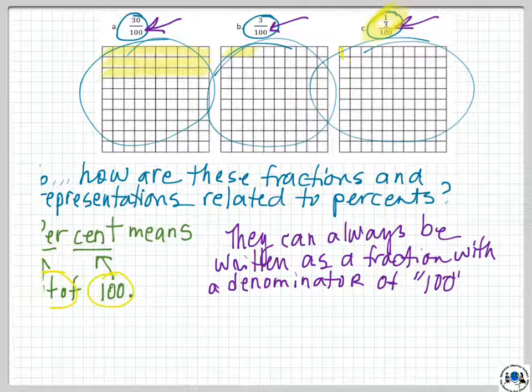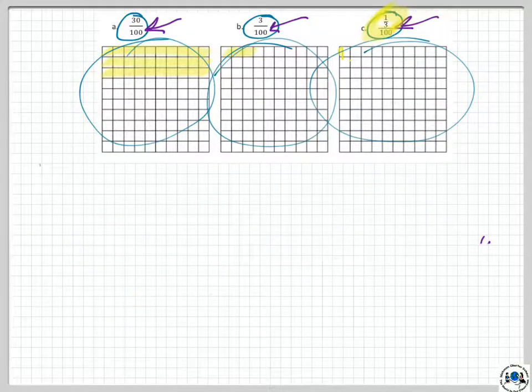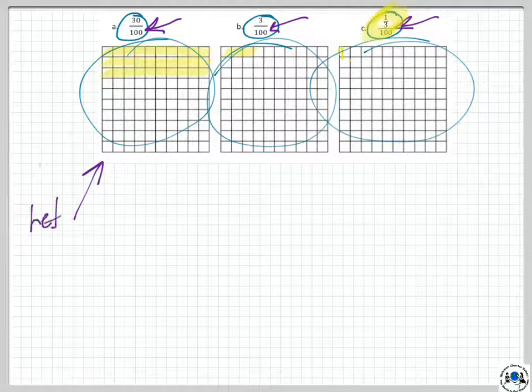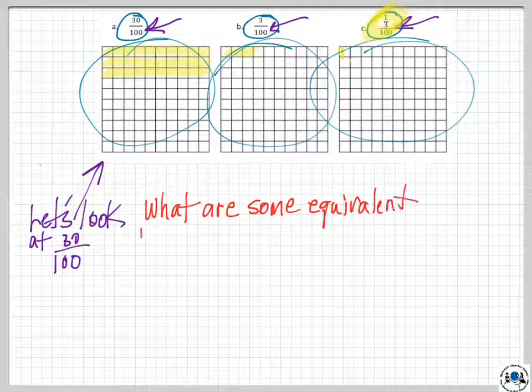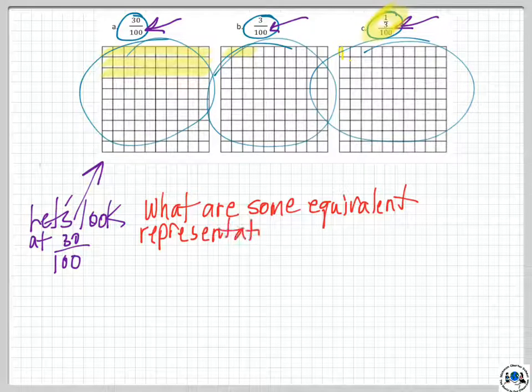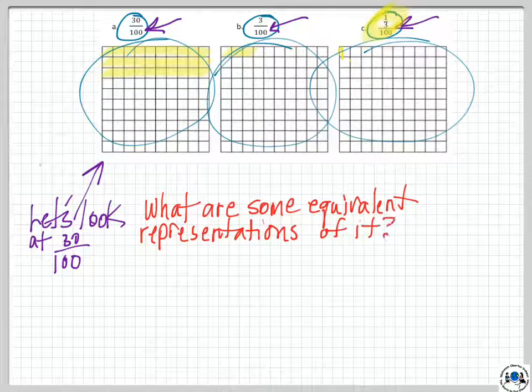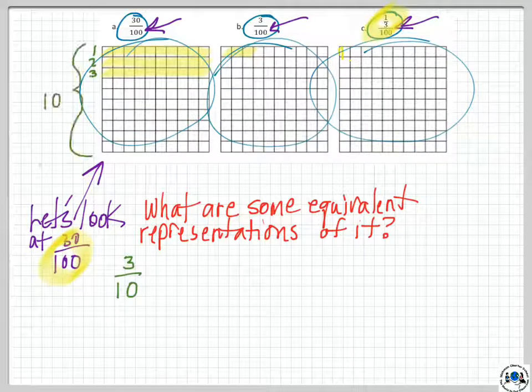Let's look at this first one here. Let's look at 30 over 100. What are some equivalent representations of it, it being 30/100ths? Well, 30/100ths is actually the same as 3 over 10, or 3/10ths.